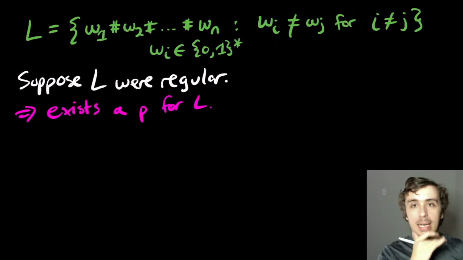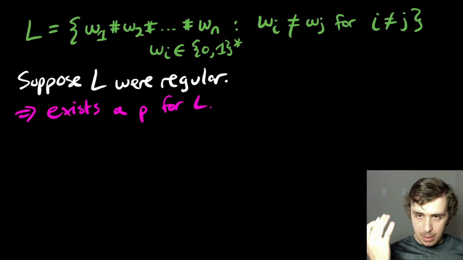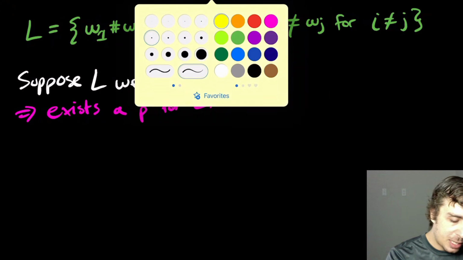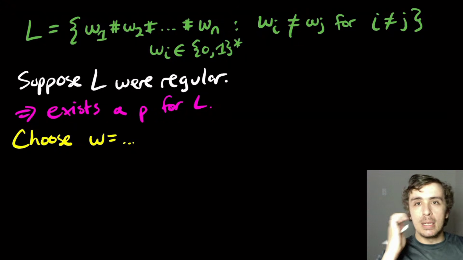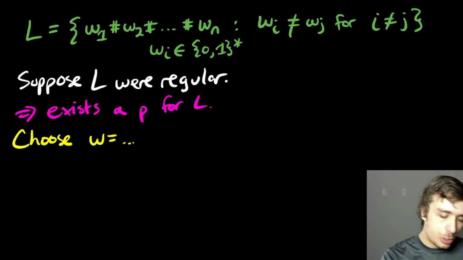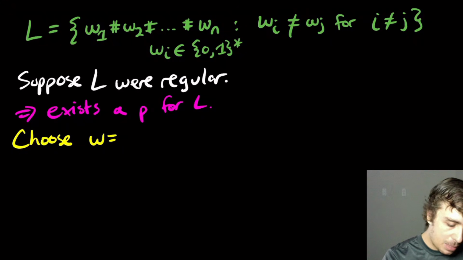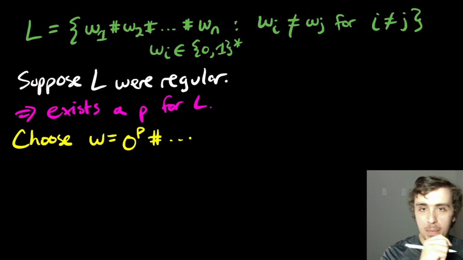I'm just shorthanding it here. So now the hard part is to pick a string. Let's think about what we would do. We would choose W equal to something. What you would think to do is, let's say I'm going to pick 0 to the P and then pound sign some other stuff.